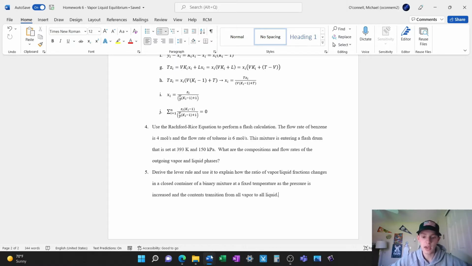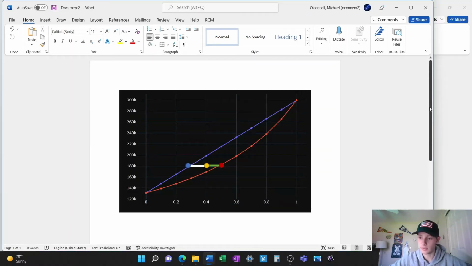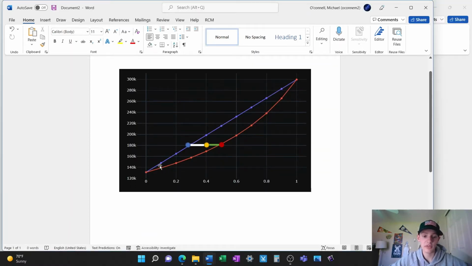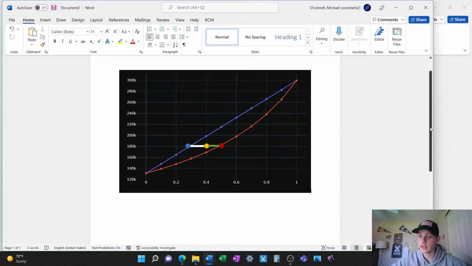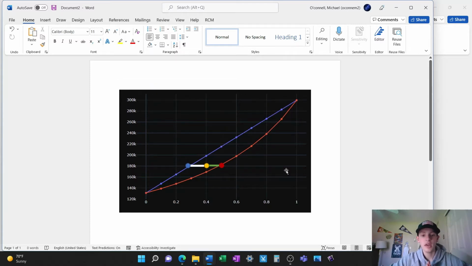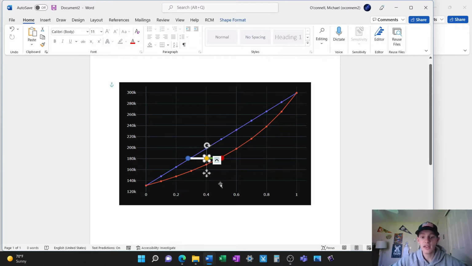So, I snipped the plot that we created in a previous video, in which we have the bubble pressure curve and the dew pressure curve changing with respect to the mole fraction of the more volatile component. And what I want to talk about here is this yellow dot, and that is the mole fraction of the more volatile component in our feed that is coming into this closed container, we could say. And basically, because we are at this pressure at the 393 kelvins, that constant temperature, we are in between the bubble pressure and the dew pressure curve.